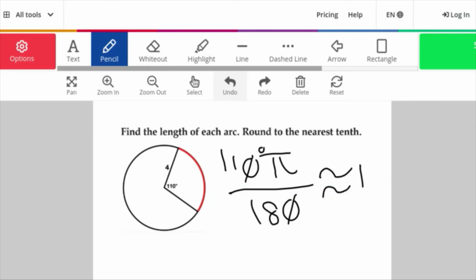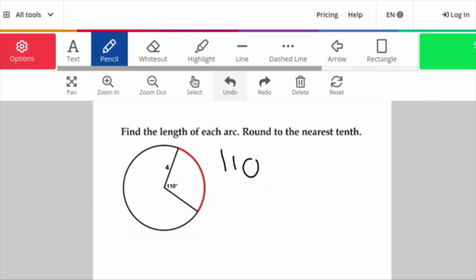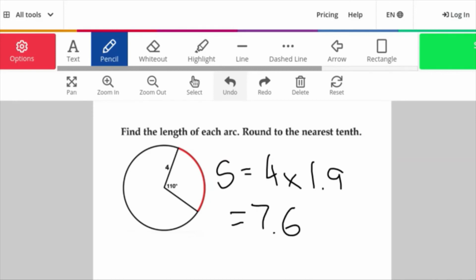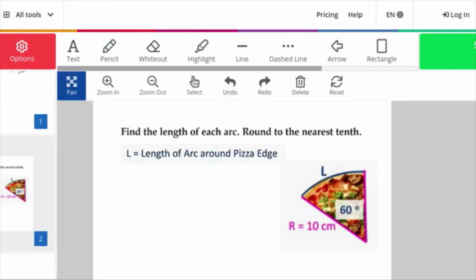So now we're going to plug that into our formula. The arc equals 4, the radius, times 1.9 radians. So now if we do that in the calculator, 1.9 times 4 equals 7.6. So that is the length of this red arc over here. They're saying, find the length of each arc, round to the nearest tenth.